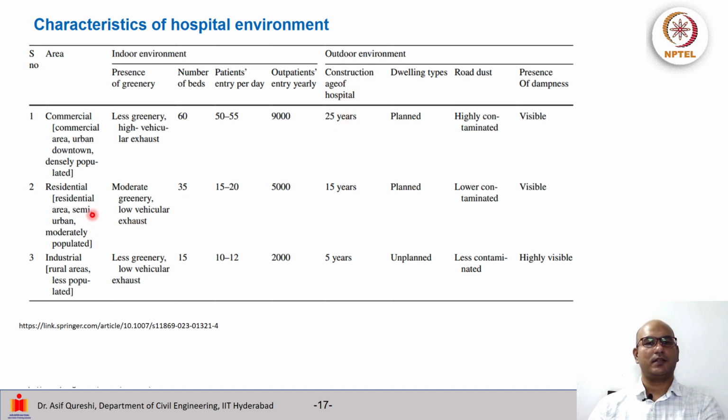The hospital in the residential area was in a semi-urban type of area with moderate population, moderate greenery and low vehicular exhaust, and the number of beds was lower, 35. So were the patient entries and outpatient entries, per day or per year. It was a bit newer hospital, 15 years old, with lower contamination, and dampness was visible.